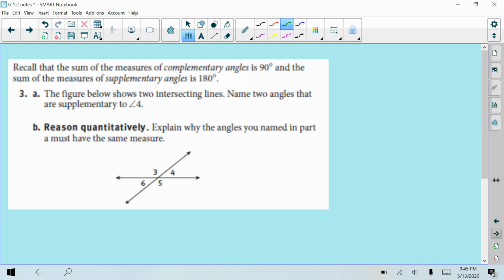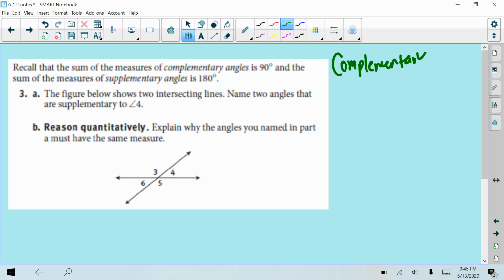Recall that the sum of the measures of complementary angles is 90, and the sum of supplementary angles is 180. That's super important. You're going to hear this word supplementary 100 times or more this semester and this whole year. So you really need to know that. You might want to make a note off to the side in your book. You might just want to rewrite it.